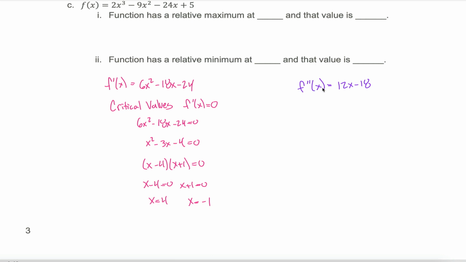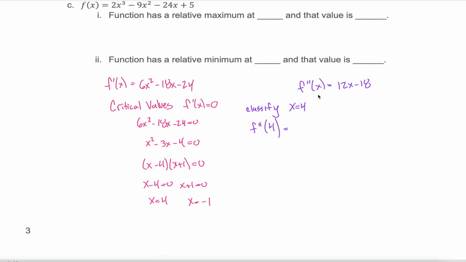We don't want to know when the second derivative equals 0. That would give us the inflection points, which is interesting and all, but not what we're looking for here. What we want to know is, at these different critical values, would the second derivative be negative or positive? To classify the critical value at x equals 4, what we want to do is consider f double prime of 4.